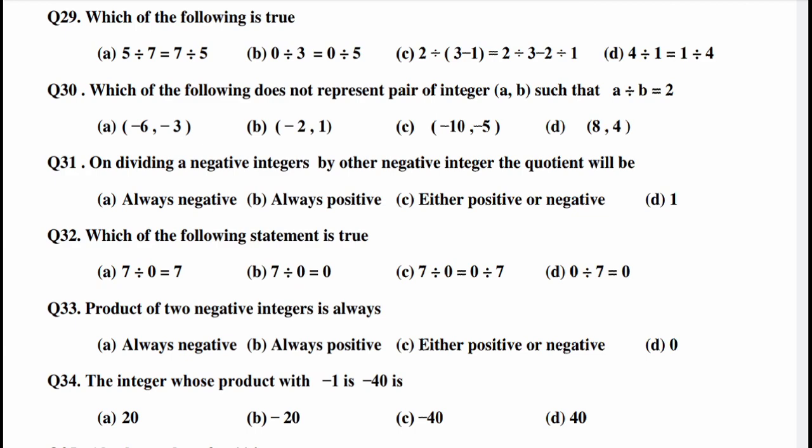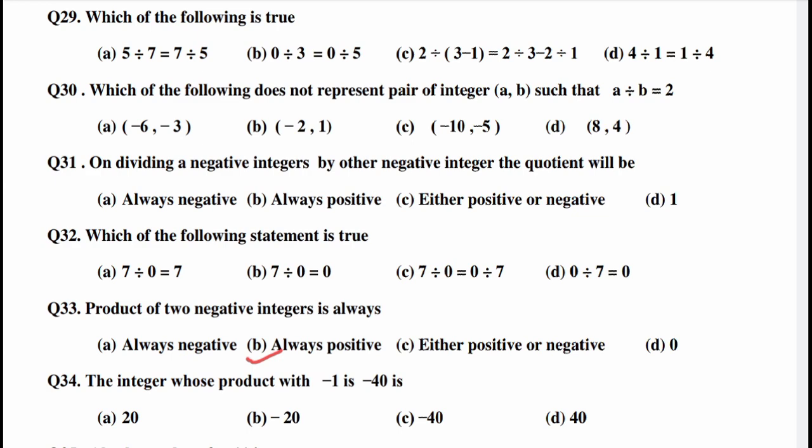Question number 33. Product of two negative integers is always A always negative, B always positive, C either positive or negative, D 0. Here we know that product means multiplication of these two negative integers. If we multiply two negative integers, then we always get a positive integer as the answer. So here the answer is B, always positive.